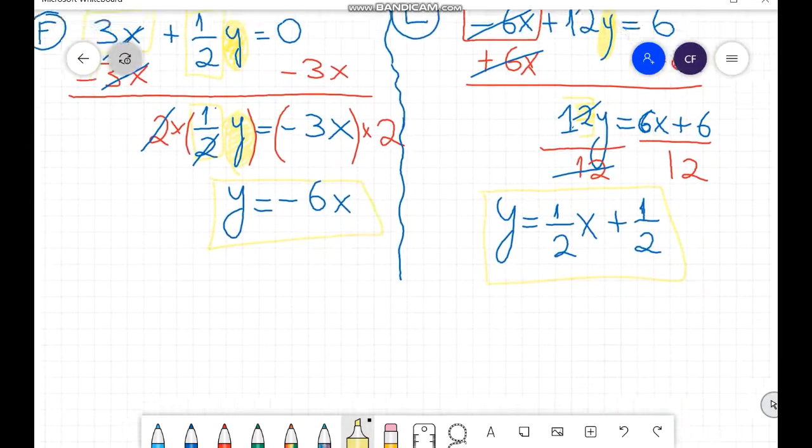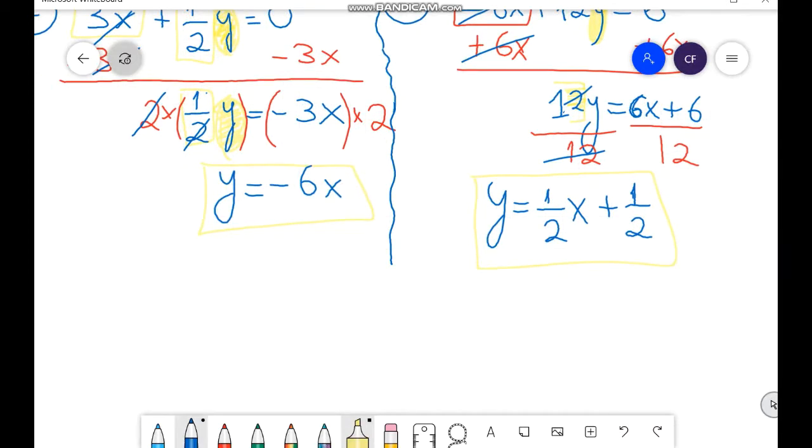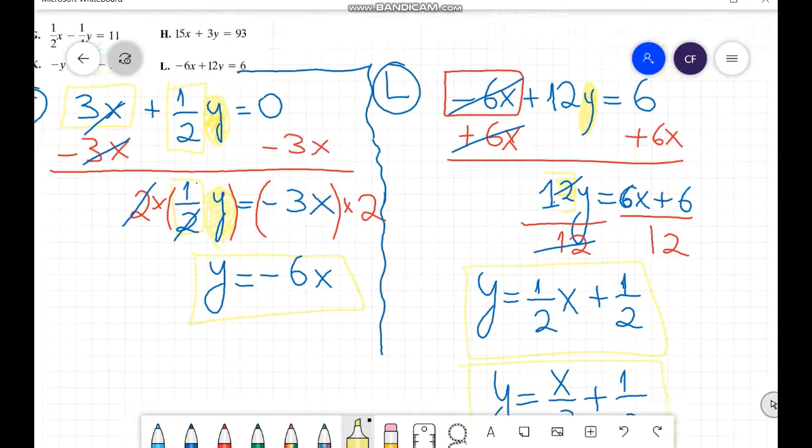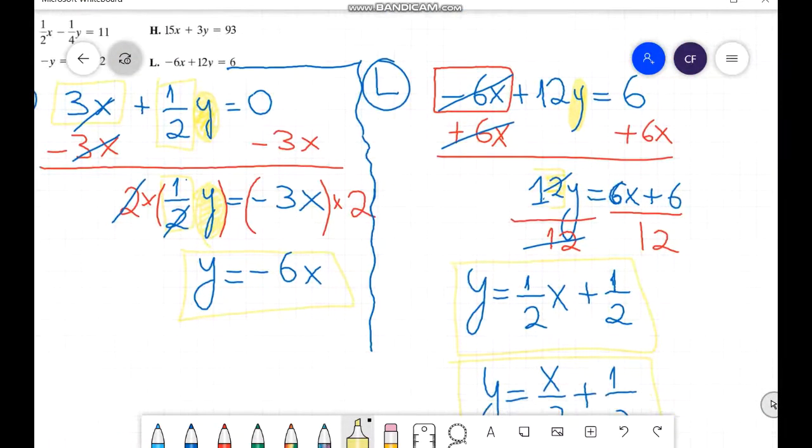You can write this as the same, it is a right answer as well, it's not wrong. X over 2 plus 1 over 2 is the same thing, it's the right answer. Both answers are correct.